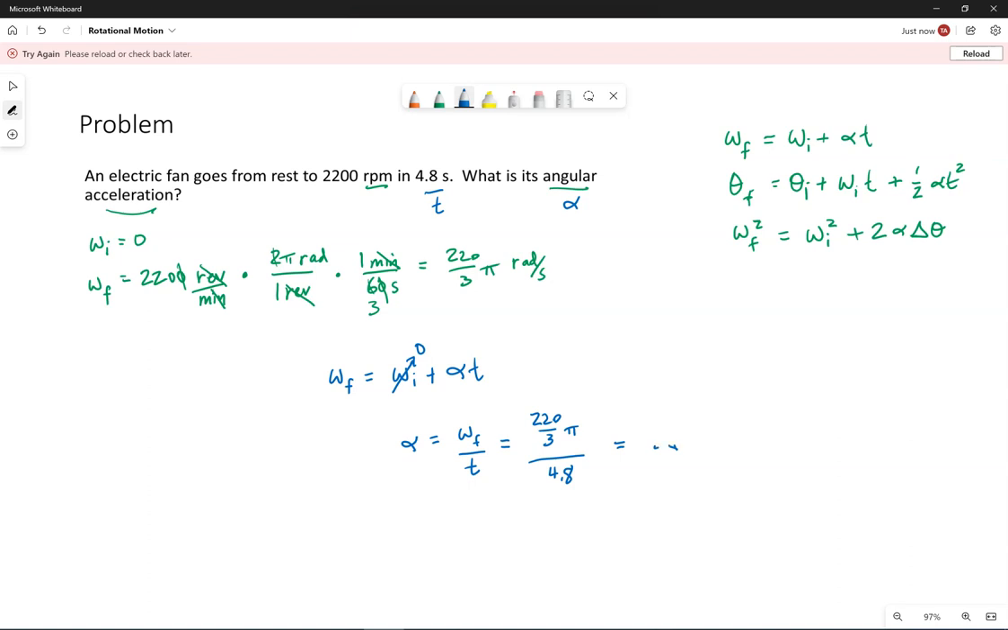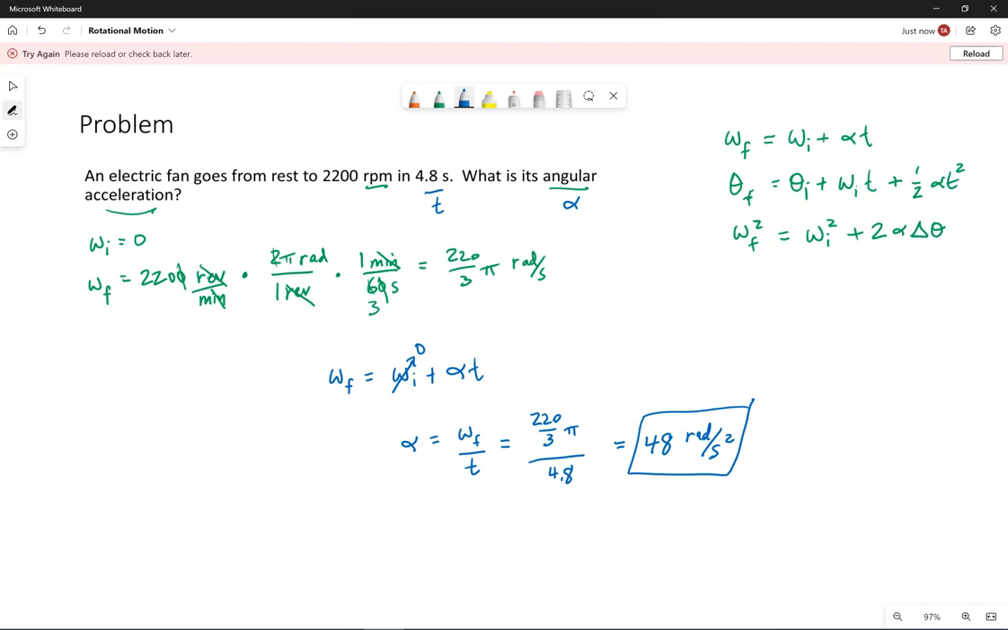Sorry, there's quite the lag on my computer today. 48 radians per second squared would be the angular acceleration. It's going to be in whatever direction the angular velocity is in, but we didn't specifically state a direction. We just know that it is speeding up.